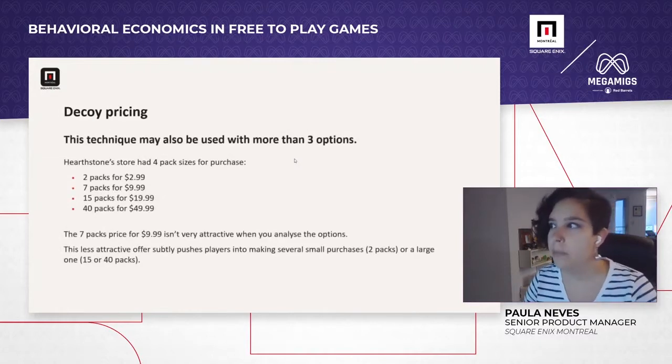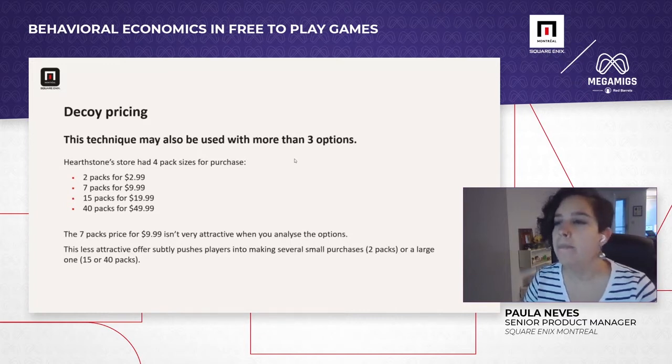In terms of free-to-play games, I like to use Hearthstone's example. They have 4 options, so this doesn't only work with 3 options. For you guys that play it, they have 4 pack sizes for purchase: 2 packs for $2.99, 7 for $9.99, 15 for $19.99, and 40 packs for $49.99.